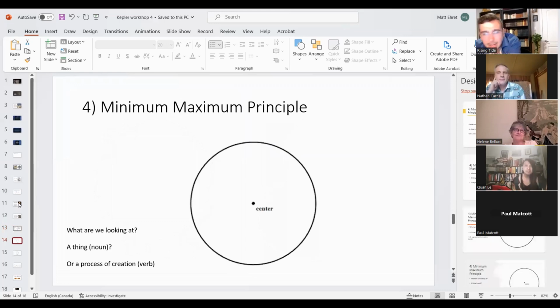So the other thing that Cusa also innovates, that we're going to get at within this reading, is the minimum maximum principle. So when drawing a circle, what are we looking at? Is it a thing? Is it a noun? Or is it a process of creation? Do we think of it as a verb? What is going on in our mind when we look at the circle? Do people know what I'm talking about there as the two choices?